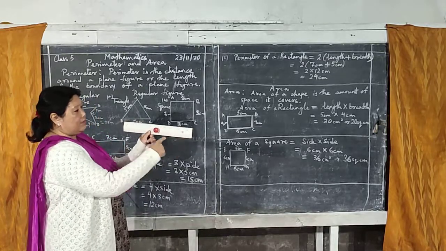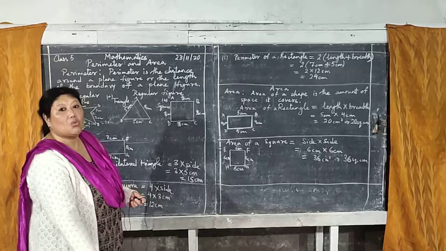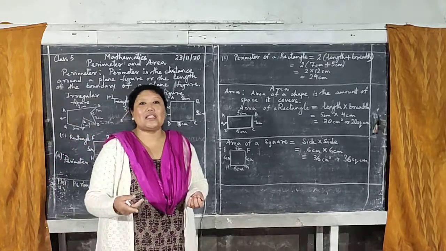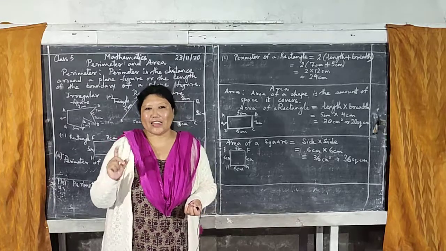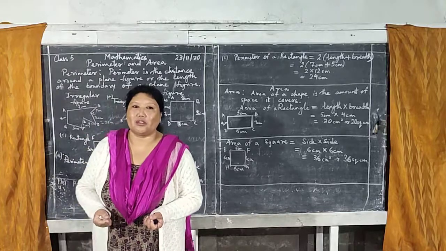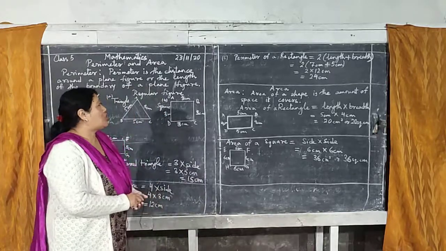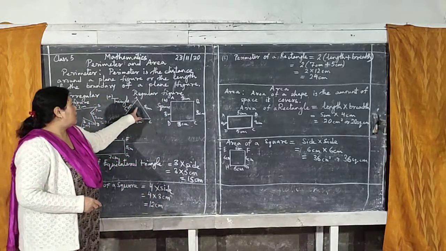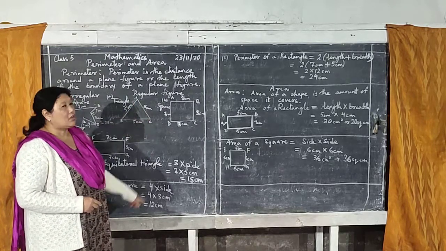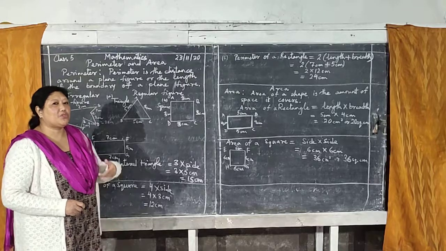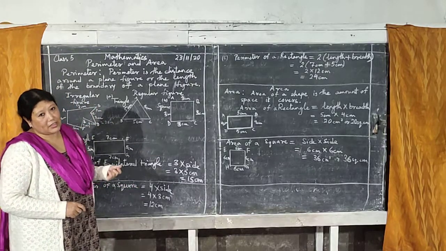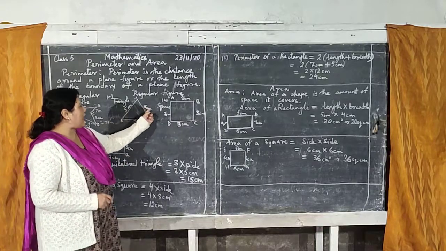Like in a circle, what is the perimeter? In place of perimeter, there is a name, circumference. That is also the perimeter of that circle. So the line which surrounds that figure, this boundary, is called perimeter. How do you find it? You just add all these lengths, you will get it.